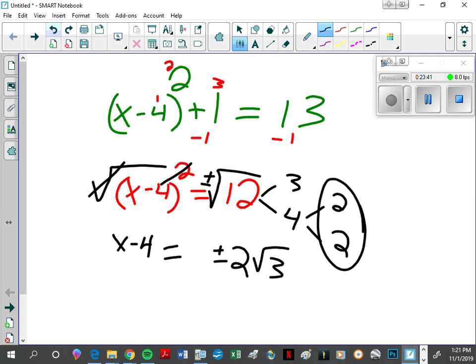And then we're going to add 4, and we put that right here. So the answer is 4 plus or minus 2 times the square root of 3. Now, what if this was already a plus 4? Then we would subtract 4, and it would end up looking like that. Negative 4 plus or minus 2 root 3. Okay? All right, so 4.1 or 4.3.